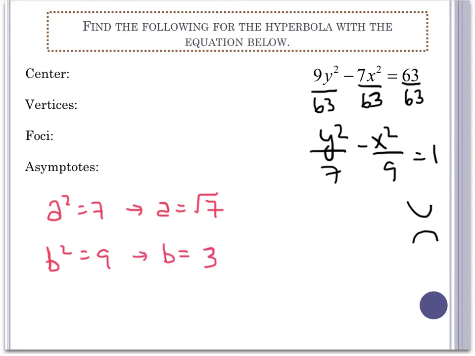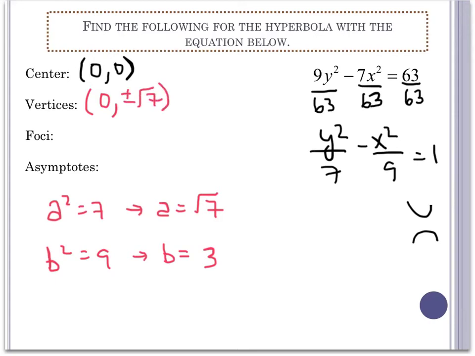So to find my center, if I look at these terms, it's supposed to be y minus k and x minus h, but I do not have any terms subtracted, which means my center is 0, 0. My vertices will be on the y-axis because I'm a vertical hyperbola. So my vertices will be 0 plus or minus a, so plus or minus the square root of 7.